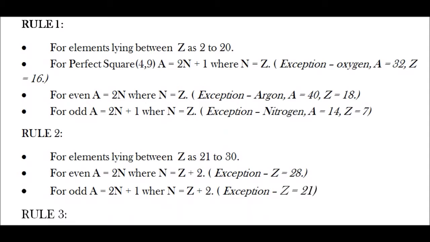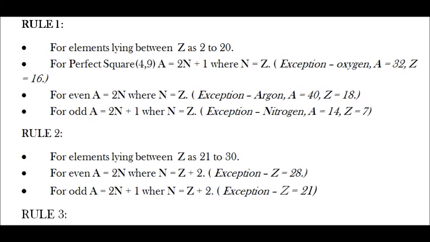For elements lying between Z as 21 to 30. For even, A is equal to 2n, where n is equal to Z plus 2. And for odd, A is still 2n plus 1, where n is equal to Z plus 2. In both cases we have one exception. For even, the exception is Z equal to 28, which is nickel, and for odd we have the exception Z as atomic number 21, which is scandium.